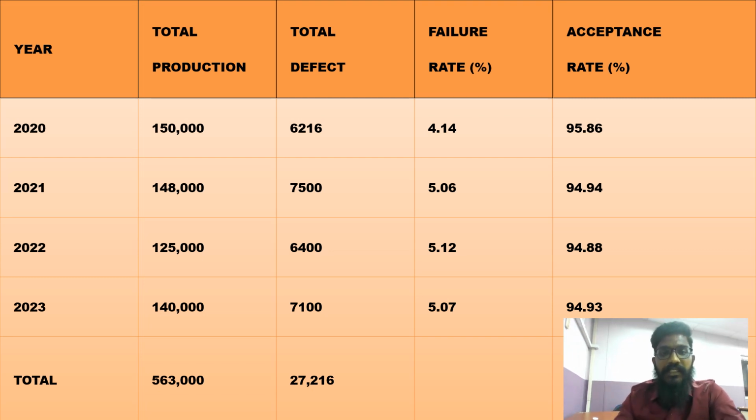As we can see here, this table describes the total production, total defect, failure rate, and acceptance rates of smartphones that are being produced by this company. In the last 4 years, the acceptance rate for their products was never above 96%. This is because the failure rate for their products in 4 years averaged about 4.84%. They have produced about 560,000 units of smartphones, but 27,216 units of them are defective due to various types of defects such as overheating, battery issues, connectivity issues, and finally software damages.